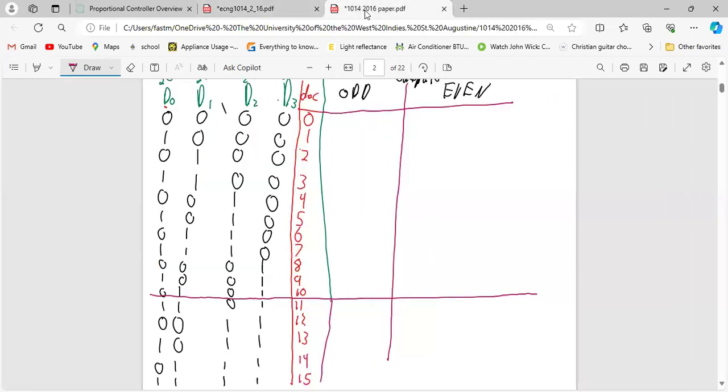All right, so therefore this 0 here is I don't care. So you just put X and X, because we don't know what the value is. So I have to say I don't care, because they specify 1 to 10 specifically.